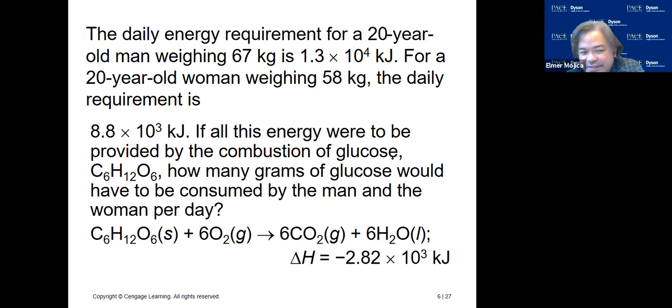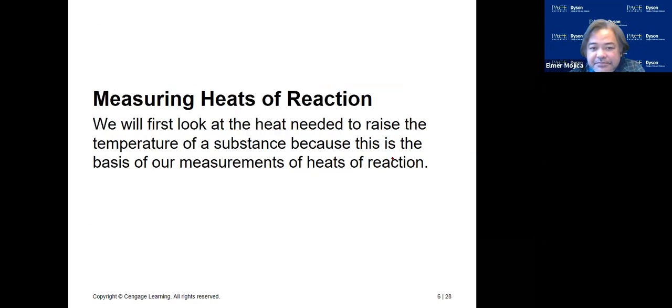Now the next thing that we're going to do is look at how they were able to determine this heat of reaction. The way that we're going to do it is we're going to look first at the heat needed to raise the temperature of a substance, because this is the basis of our measurements of heat of reaction. Usually for a given amount of a substance, whether in grams or in moles, they measure the energy needed to raise the temperature by 1 degree Celsius or 1 Kelvin.